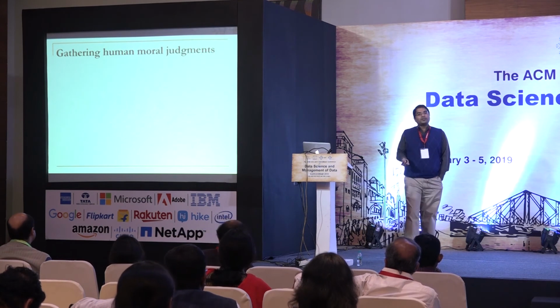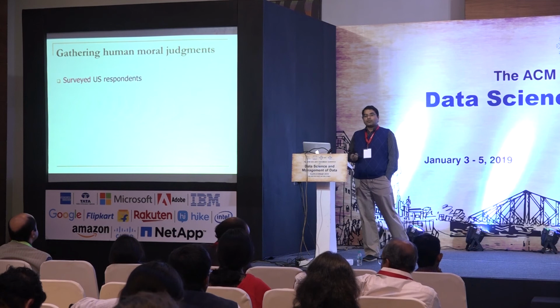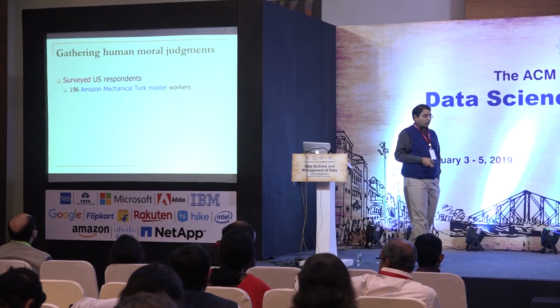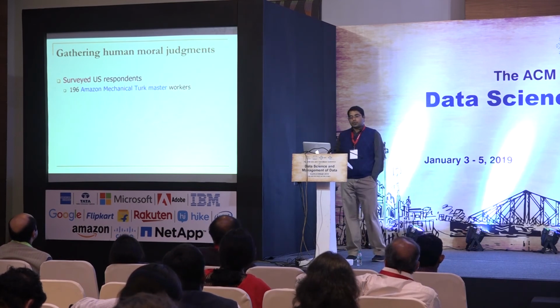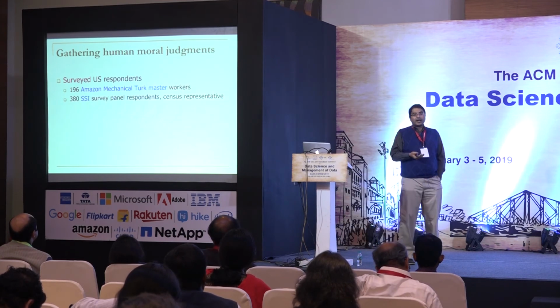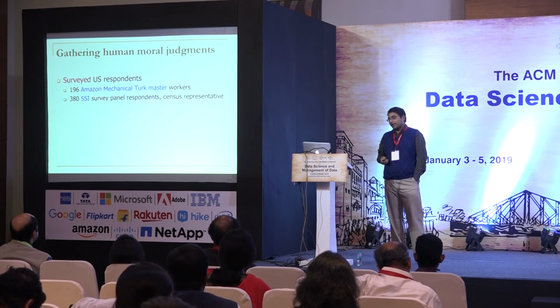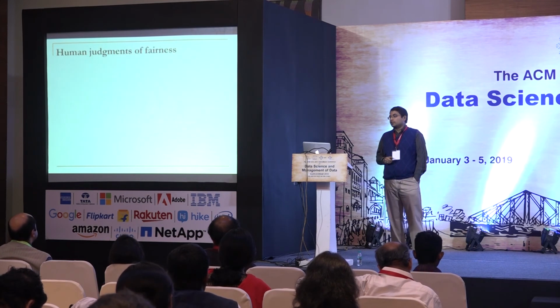Now, what we wanted to do was gather human moral judgment. So what we did was we surveyed respondents from the US, because this is a US legal system that we're talking about. We did this by recruiting people over Amazon Mechanical Turk, as well as a survey company called SSI, which gave us a census representative sample of respondents. And the findings that I'm going to present are consistent across both the samples.